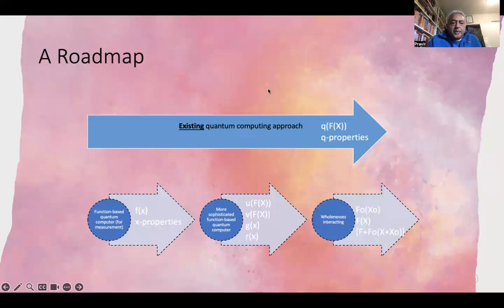So coming to the roadmap, we have existing quantum computational approaches that I would say focus on qfx q properties, and this, as we know, the trajectory of development is ongoing, and it's suggested that it will take another decade or so to get to the kind of quantum computers that we would need to easily solve real-world problems. And then we've got this whole second line of trajectory of a roadmap, which is the function-based quantum computers for measuring differently, and this would deal with fx and x properties. You've got more sophisticated function-based computers that deal with ufx, vfx, gx, rx, and you've got wholenesses interacting that deal with foxo and so on.